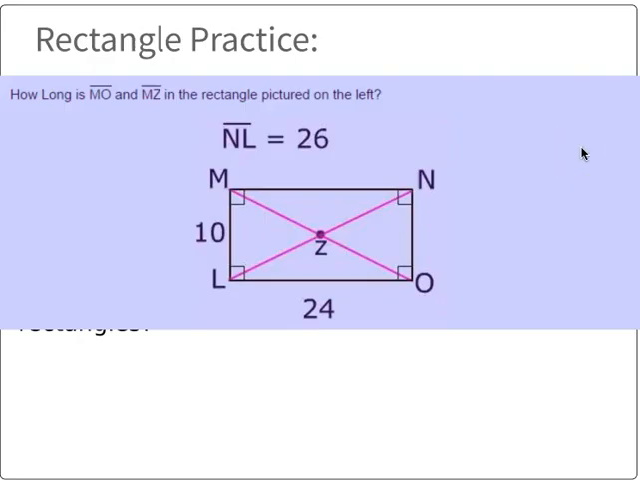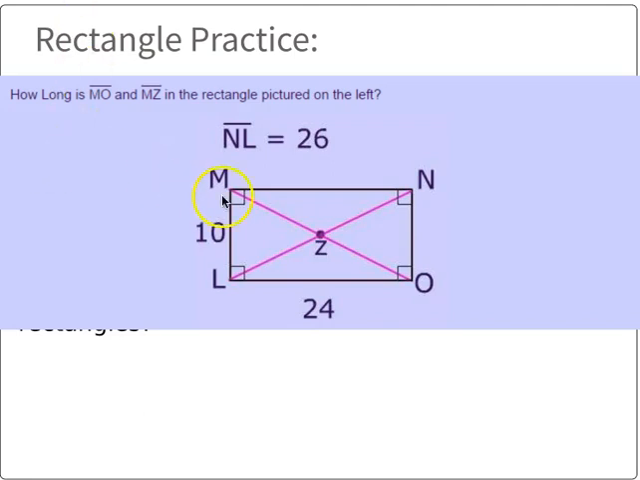All right, so now that we have been introduced to the properties of some of our special right parallelograms, such as the rectangle, let's see if we can solve a problem that involves one of our special types of parallelograms, which is the rectangle. So this is a rectangle. We are given that information. It is stating this is a rectangle, pictured below.